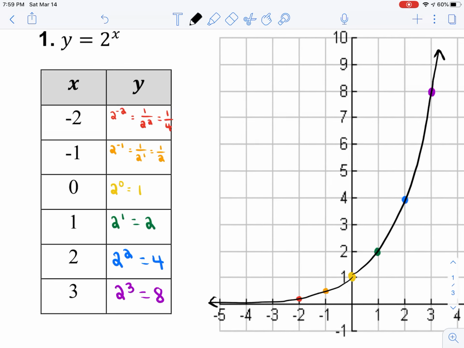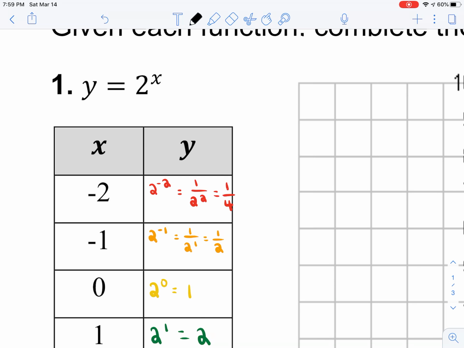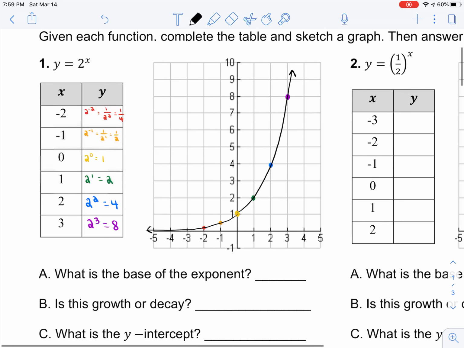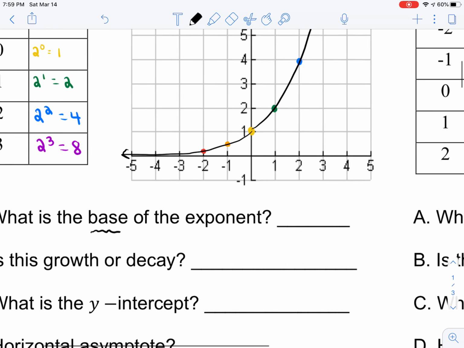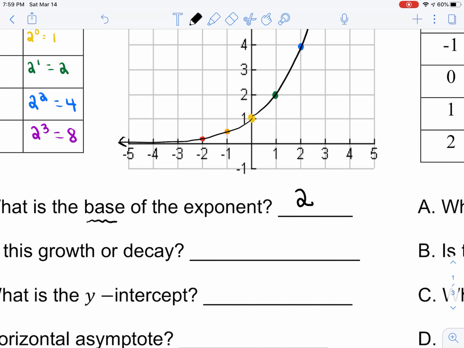So if you think about it, if we were to continue to sub in negative values for x, we would see that the y value would keep getting smaller and smaller and smaller. For example, negative 5 in x would give us 2 to the negative fifth power, or 1 over 2 to the fifth power, which never becomes negative. It actually just becomes extremely small and closer to 0. Now, we call the base of the exponent this number right here, and we call that the b value. Notice in this case, the b value is 2.